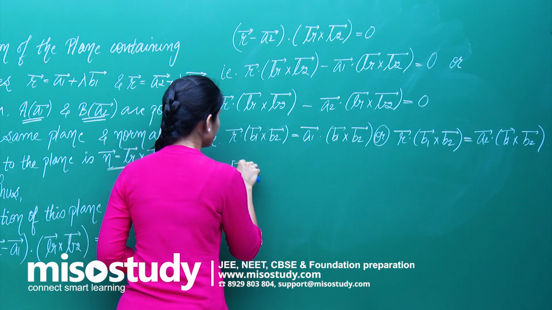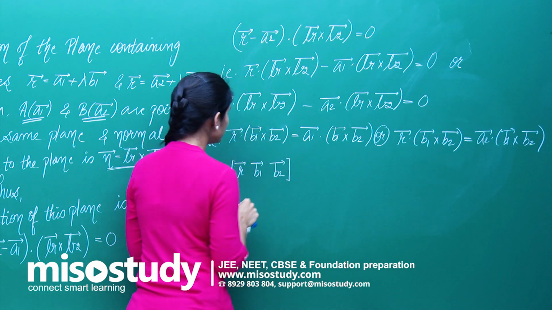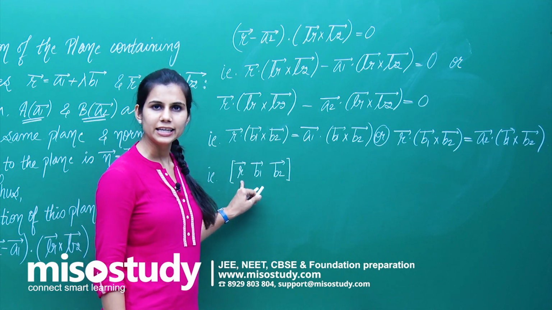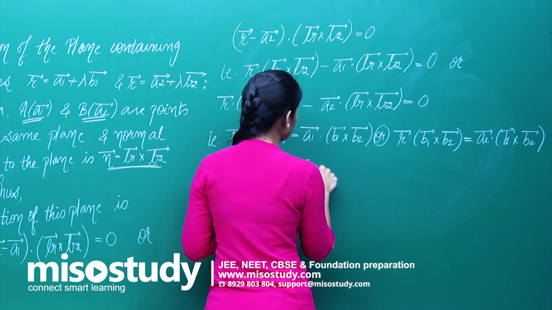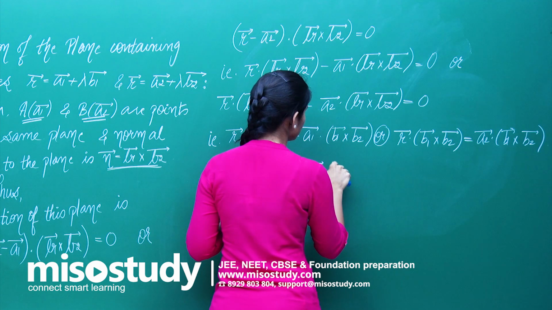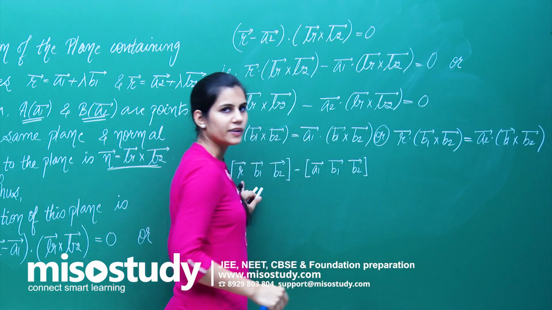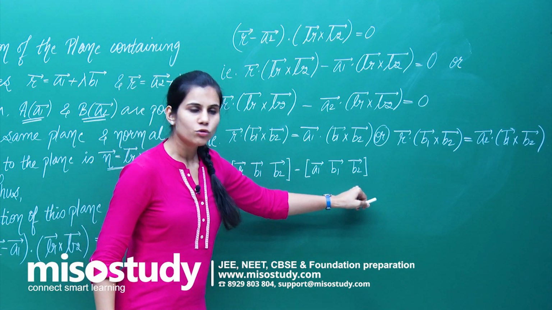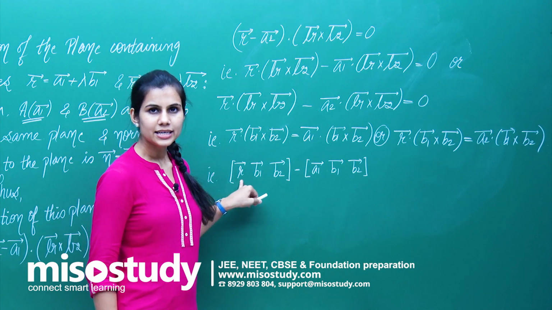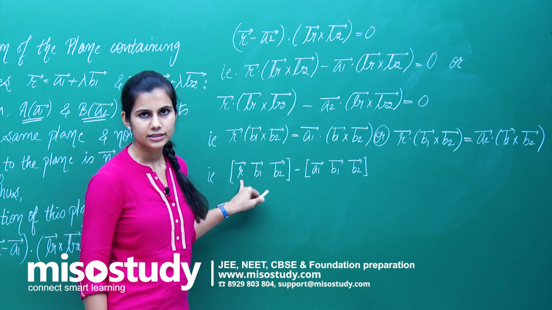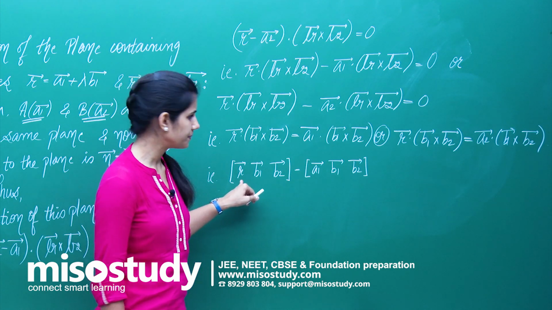This will be scalar triple product of r vector, b1 vector, b2 vector, where r vector is the position vector of any point lying in this plane, equals scalar triple product of a1 vector, b1 vector and b2 vector. All these are known to you, this obviously remains arbitrary, representing the position vector of any point lying in this plane containing the two lines L1 and L2 whose equations are known to you.